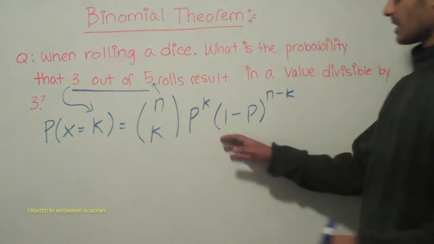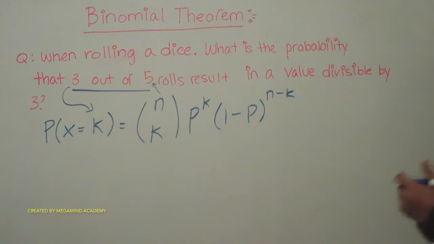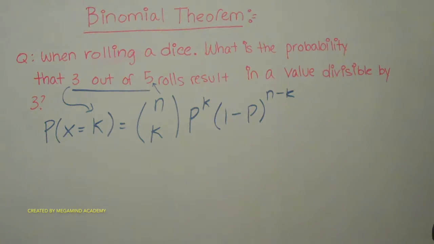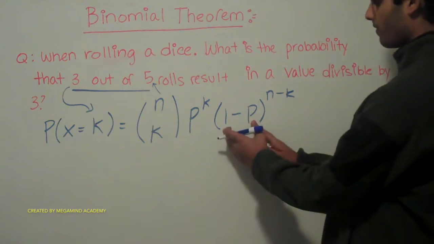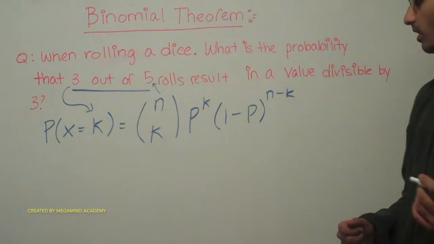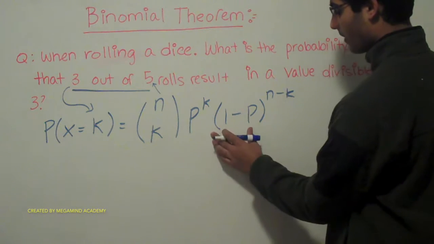Now let's move on to the last part: 1 minus p to the n minus k power. This is very similar to what happened over here. It's simple. We know that there are only 2 values that this can take. So that means that the probability of a failure is 1 minus the probability of a success, because there are no other outcomes that can happen.